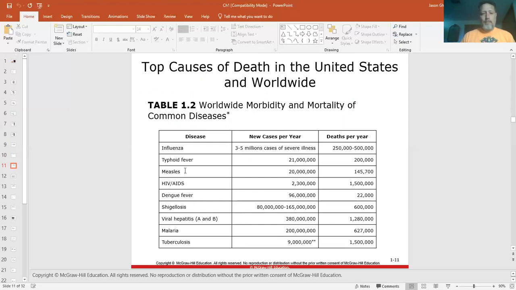So worldwide mortality, influenza, you get a few hundred thousand to 500,000 people that die per year from influenza alone. Typhoid, measles, something we take for granted in this country. Worldwide, not just in the United States, but worldwide, close to 150,000 people die from that each year. And most of these things we can treat or prevent.